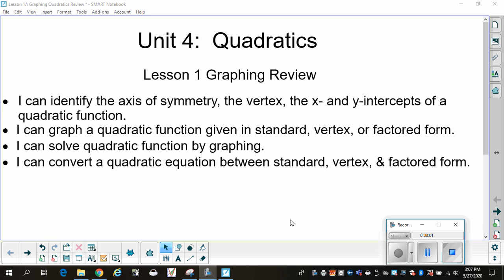Quadratics. Lesson 1, it's a graphing review. You'll be able to identify the axis of symmetry, the vertex, the x and the y-intercepts of a quadratic function. You will be able to graph the quadratic function, whether it is given in standard, vertex, or factored form.